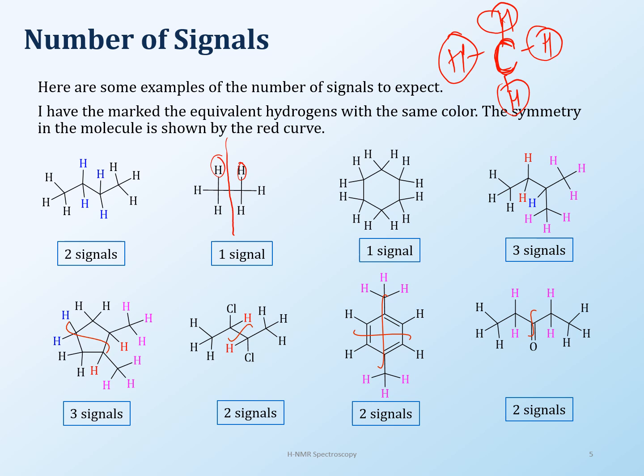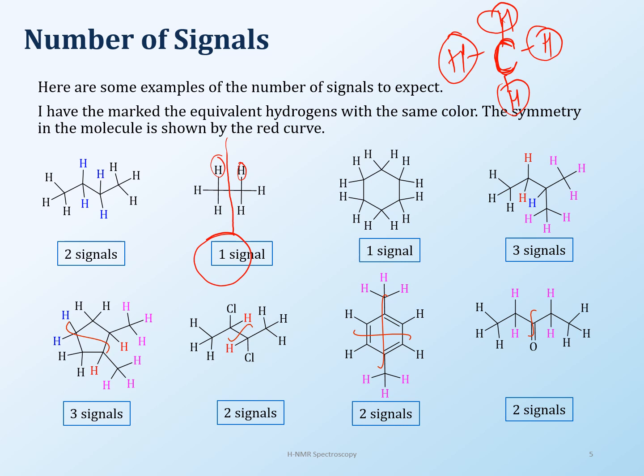Which means that ethane also is going to give me only one signal. That's how I see it. That's how I'm teaching you. If you find some other way that's going to help you, then that's fine also. The most important thing is for you to understand the concept of equivalent protons.